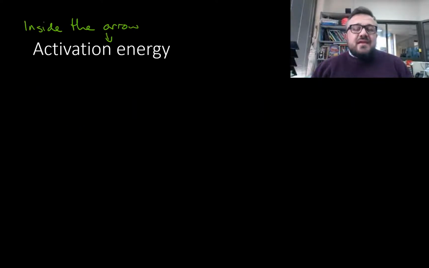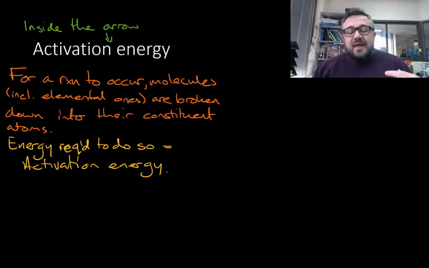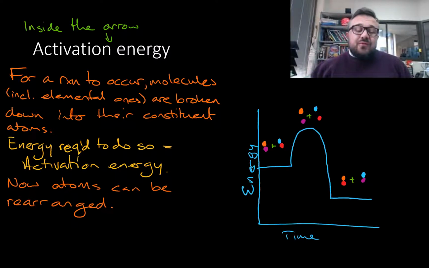So to get there, we need to look at something called activation energy. And this is the energy inside the arrow. For a reaction to occur, I don't know if you've considered this, but molecules, including elemental ones, need to be broken down into the atoms that they're made of. They'll be all separated out. So constituent atoms become quite separate. The energy required to do so, well, we call this the activation energy. Now, once all the atoms are separated into their own separate little atoms, they can be rearranged.